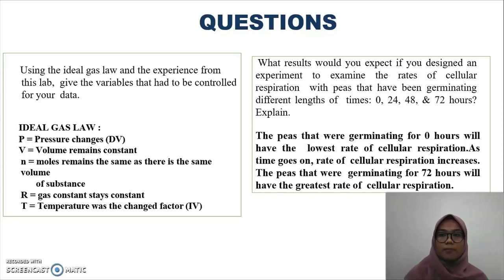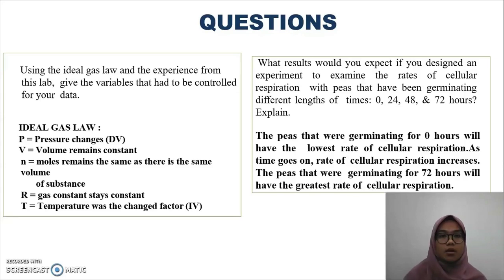The first one, by using the ideal gas law and the experience from this experiment, give the variables that had to be controlled from your data. The answer is the ideal gas law, using the formula PV equals nRT.